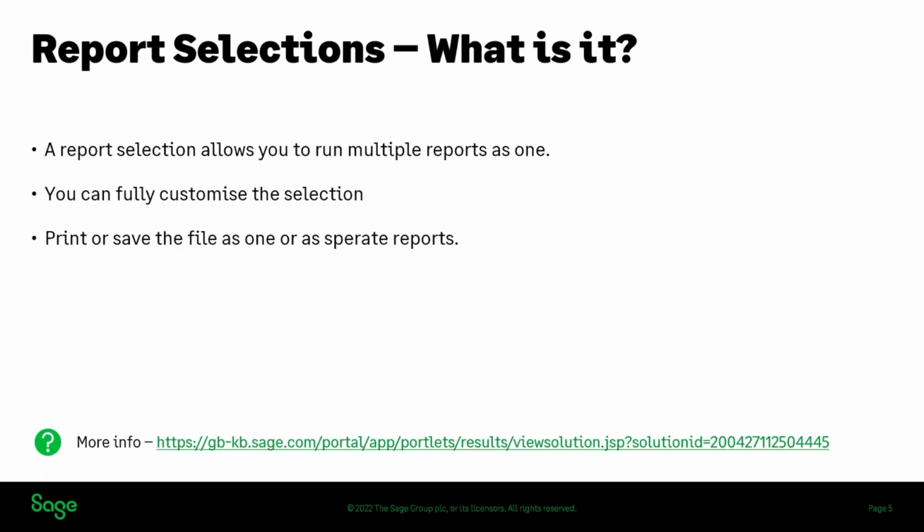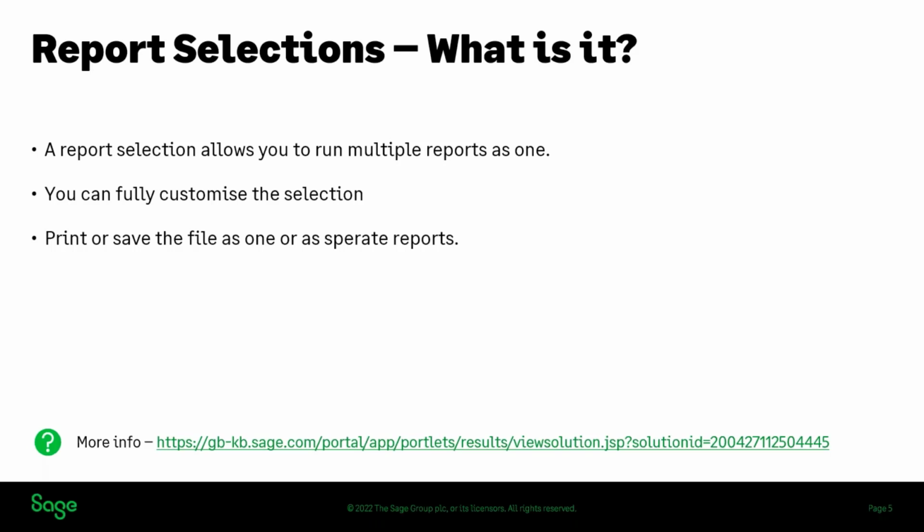The reports will be pre-generated as one file, so you can save this as one PDF document, or you can run this as separate files anyway. I'll show you that in a bit more detail, but you can still print these as individual jobs to the printer, for example, or save them as individual PDFs should you need to. Again, if you're downloading a copy of today's handout, you'll see that there is a useful link at the bottom. It goes into more detail about what report selections are, so be sure to download that and have a look.